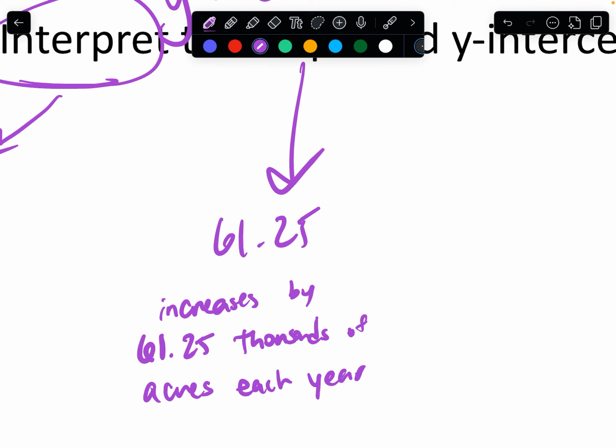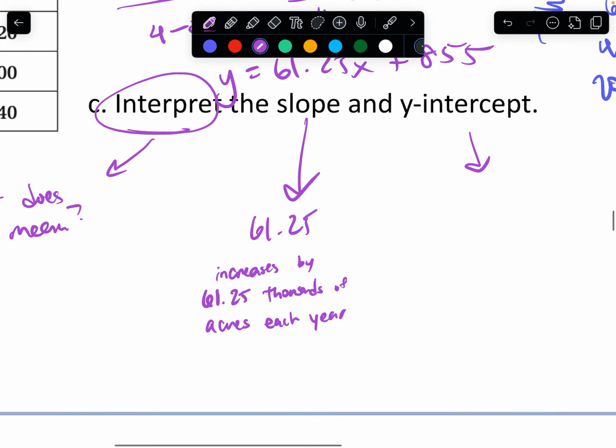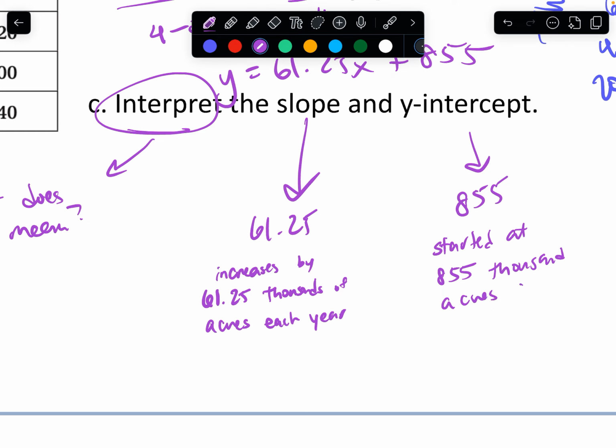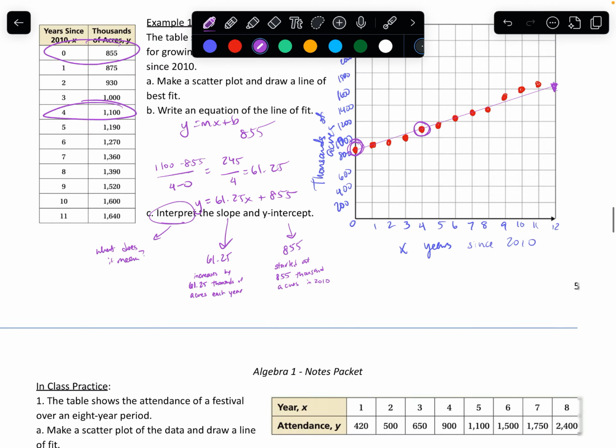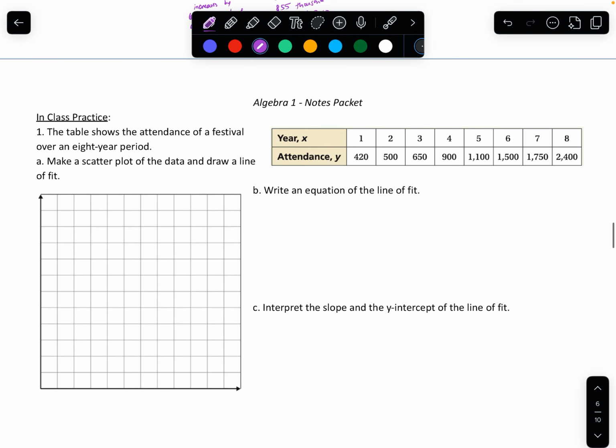So you really have to understand what is going on in the context of the problem in order to understand that. Now your y-intercept is 855,000. So what does that mean? That means it started at 855,000 acres in 2010, because that is year number 0. Okay? So why don't you flip it over to the back and try this one as well.